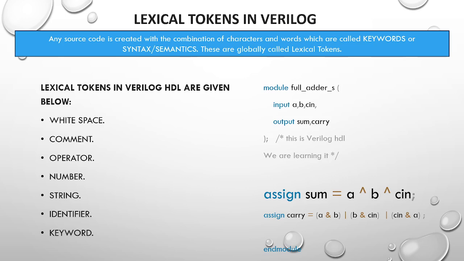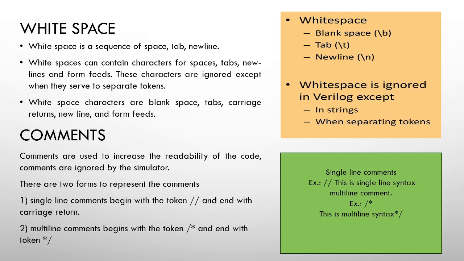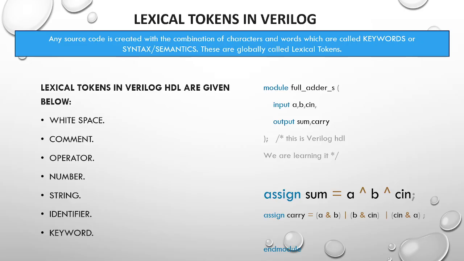The first one is white space. White space is nothing but the space that is left, generally a space bar between the programs. If you see in this program, after module you have left some white space. In the same way, after input, after output. When you leave this white space, generally Verilog doesn't consider this as an error. That means the Verilog simulator that you are using will ignore this particular space.